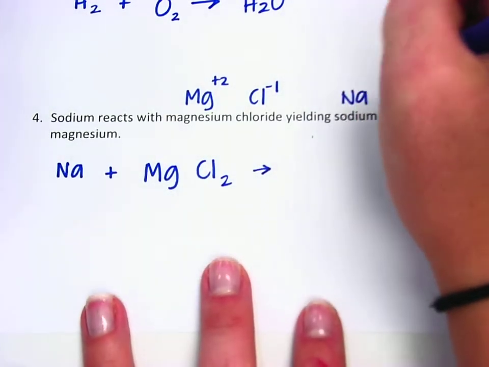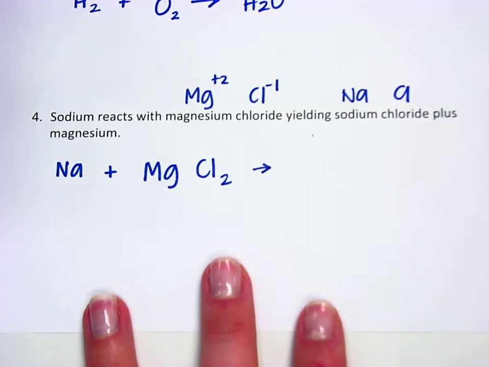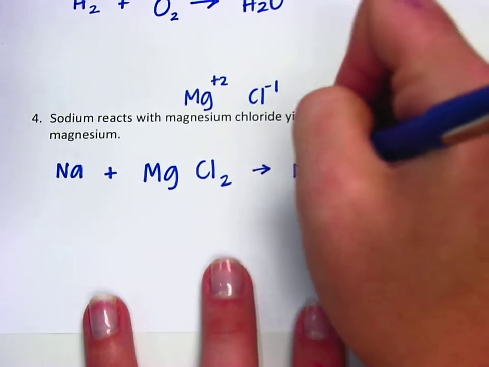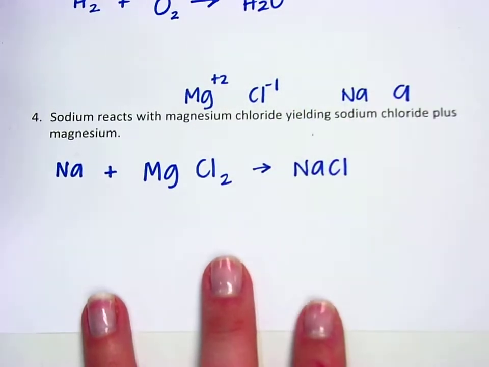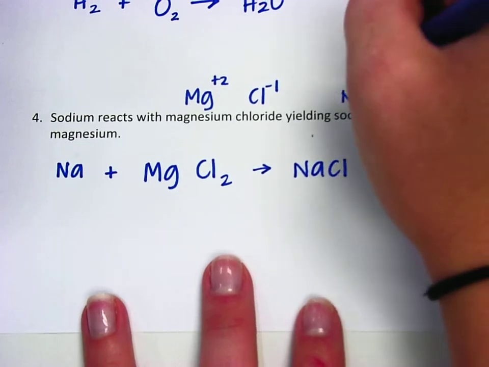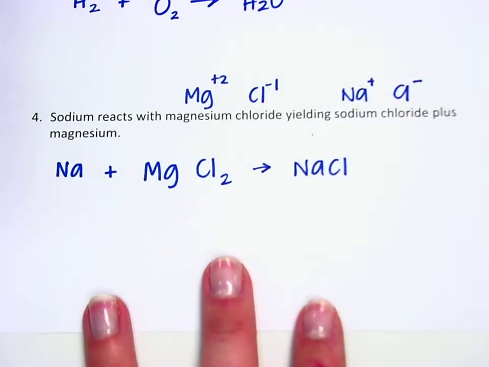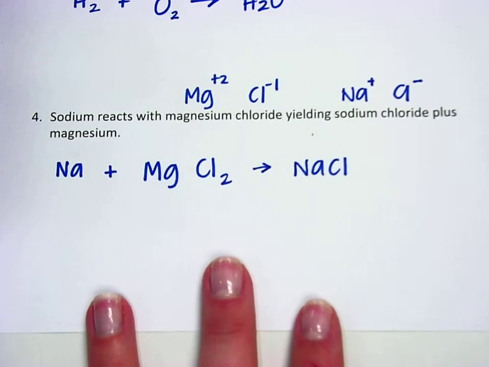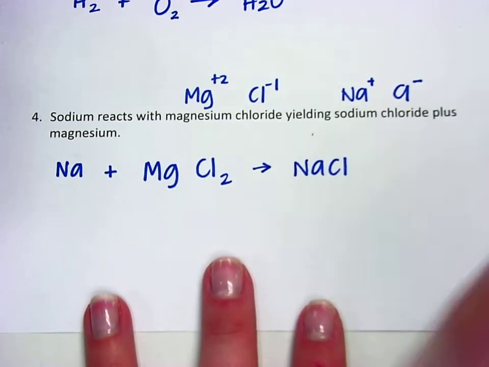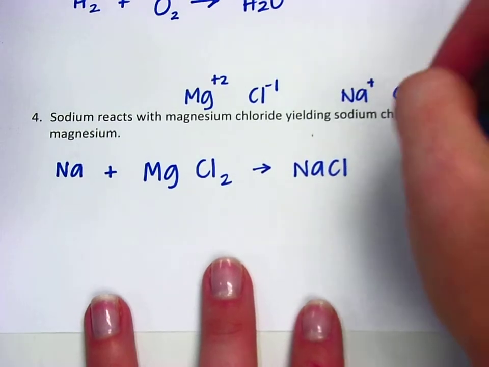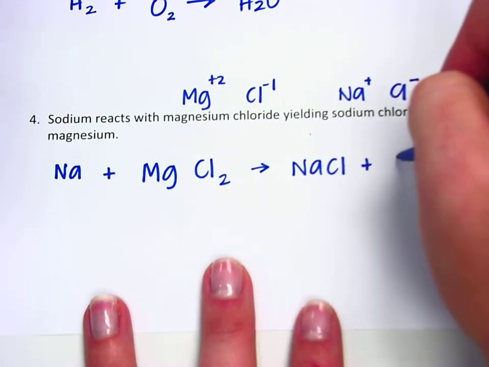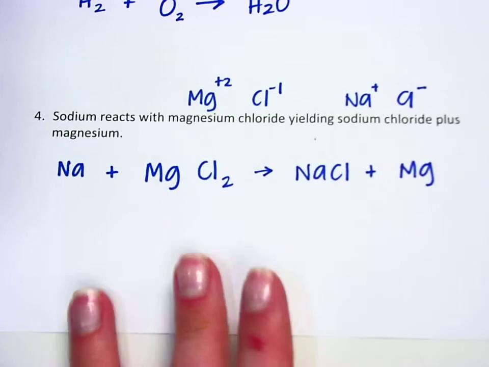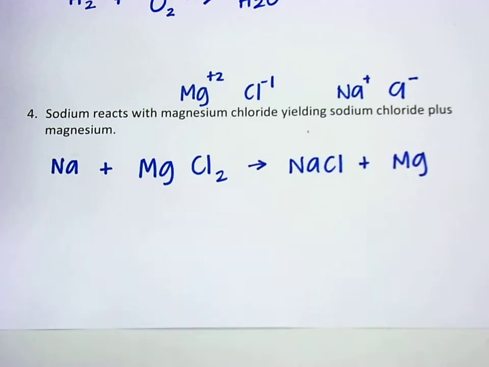Now I'm going to yield or make sodium chloride. That's one you probably already know, but it's sodium and chlorine, or NaCl. So to get that, I figured out the charges. Sodium's +1, chlorine's -1, and then I crisscrossed. Anytime I put 2 new elements together, I have to check their charges. And then this part plus magnesium, which is just Mg. I would check to see if magnesium is diatomic. It is not, so that is my equation.